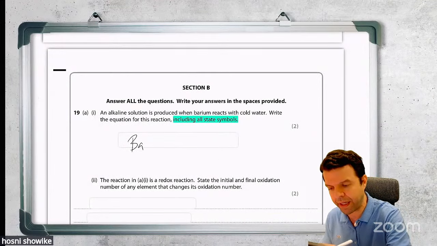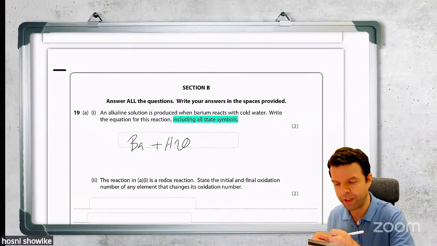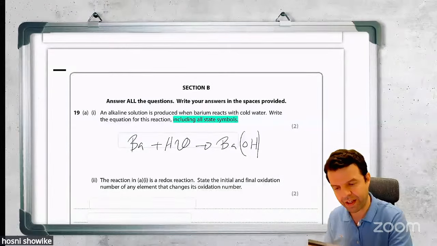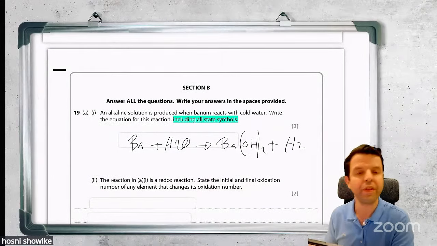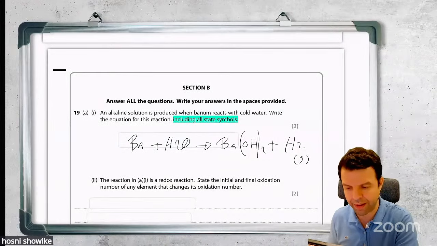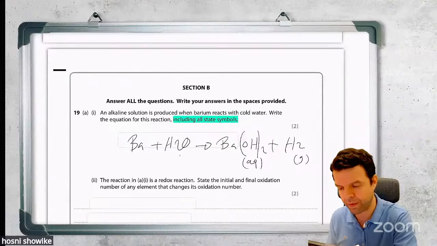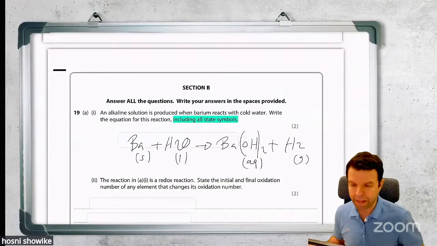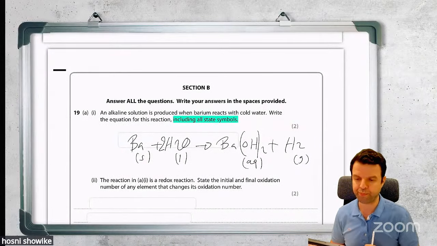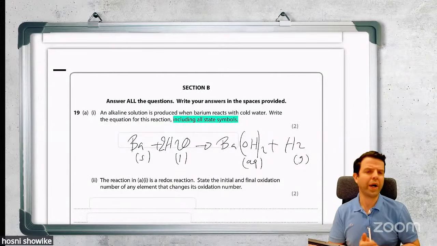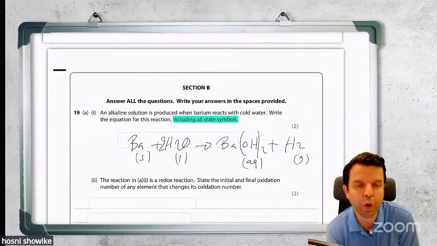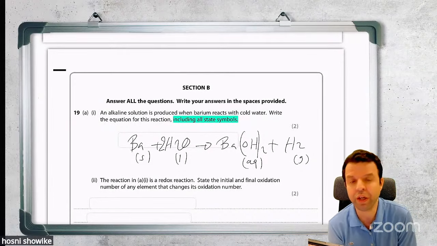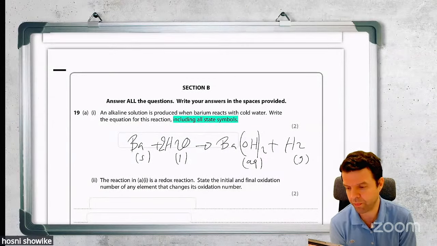So I'm going to write the equation here: Ba and water gives me barium hydroxide and hydrogen. They want me to include state symbols. So gas, aqueous, liquid, and solid. Balancing it is like this. Why did I put Ba(OH)2, barium hydroxide, as aqueous? Because it dissolves. You know, hydroxides of group 2 are quite soluble.